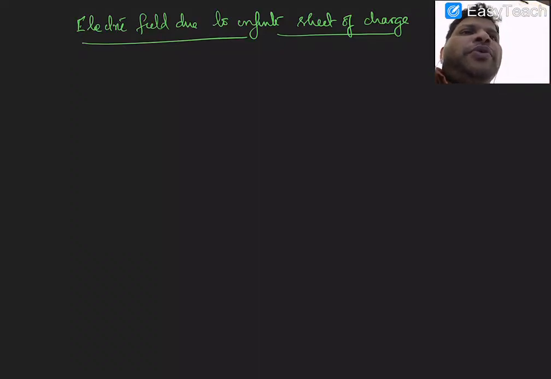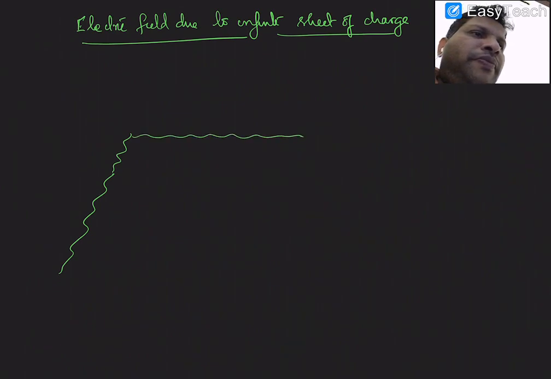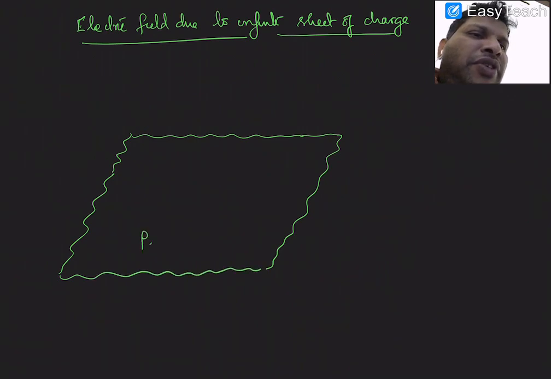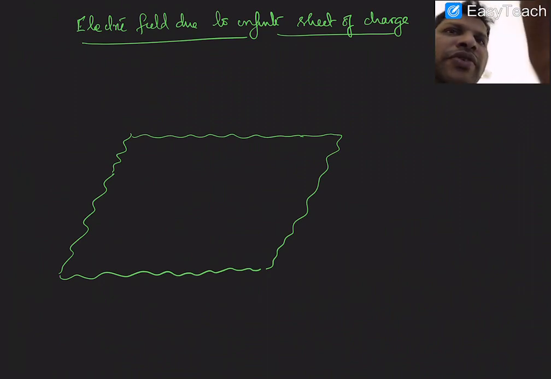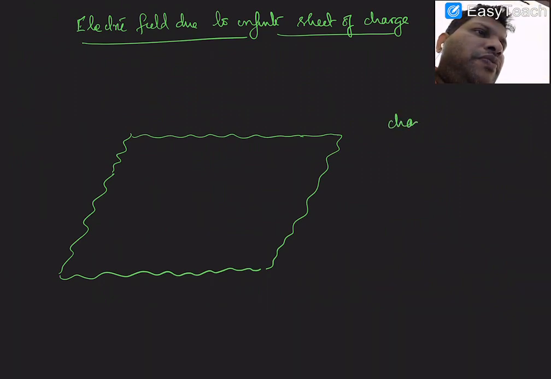We will discuss the electric field due to an infinite sheet of charge. Let us consider an infinite sheet of charge as shown here, and this has a charge density which is given as rho s.